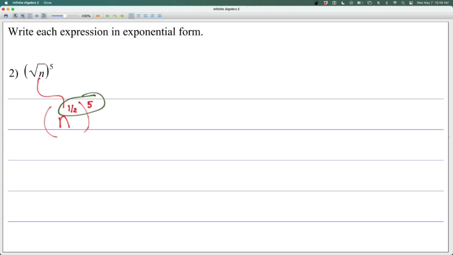Do you multiply? You do multiply them. What is 1/2 times 5? It's 2.5. Yeah, but we need to put it in a fraction. It is 5 over 2. So this becomes n to the 5 over 2.